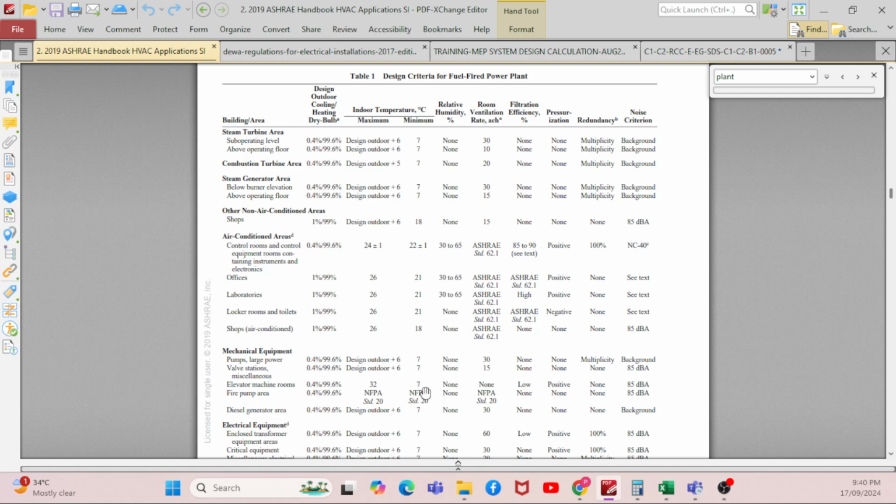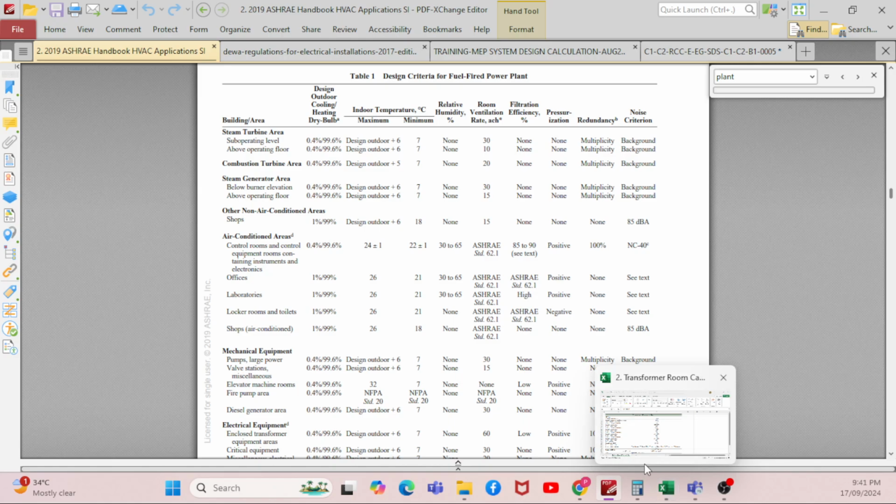So just to confirm, if we are doing it correctly, design outdoor plus 6 degrees. That means whatever temperature we have in the ASHRAE chart plus 6 degrees, and that is the temperature inside the plant room, or the transformer room, basically. Yes, the transformer room will be the same as the design ambient temperature.